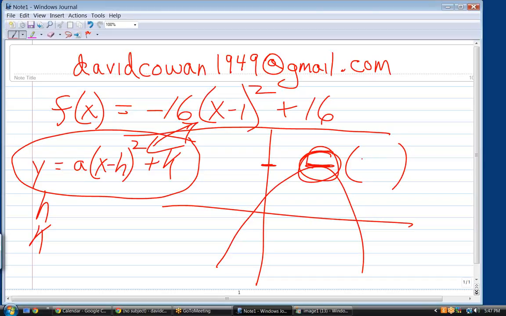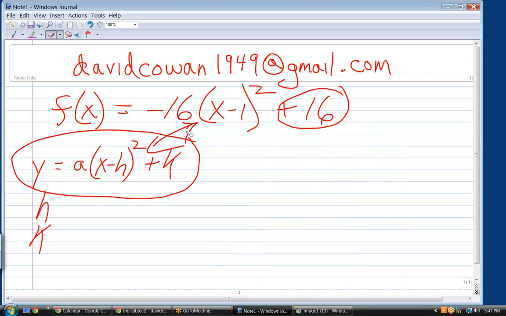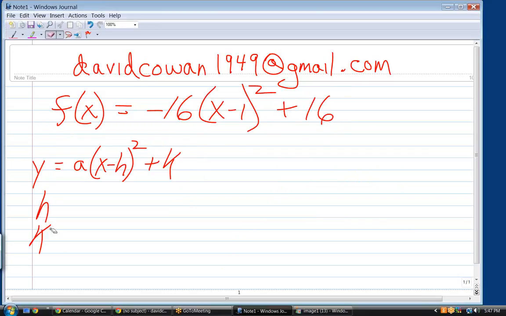I know what you're saying. What's the y-coordinate of the vertex? That's what k is. That's the k right there, which is 16. But let's go back a step here. Let's make sure you understand how we're getting this.